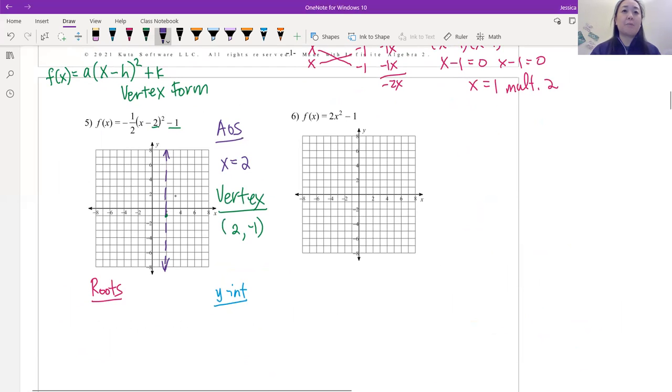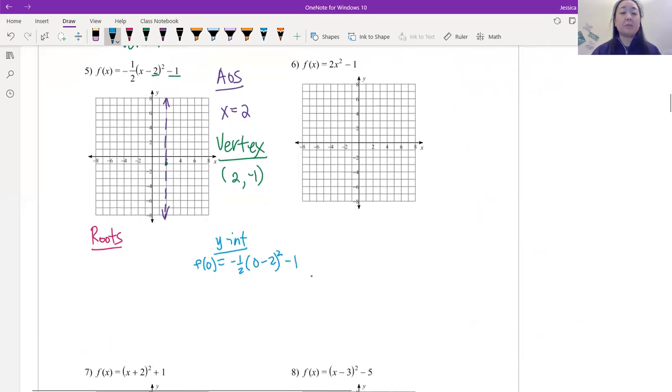Okay, since we've been talking about it, let's talk about the y-intercept. So we're going to figure out what is y when x is equal to 0. So f of 0: -1/2 times 0 minus 2 squared minus 1. All right, so what are we going to do from here? Order of operations, or plug it into your calculator. So 0 minus 2 is -2. And so -2 squared is 4. So let me just write this out. -2 squared is 4, times -1/2, minus 1.